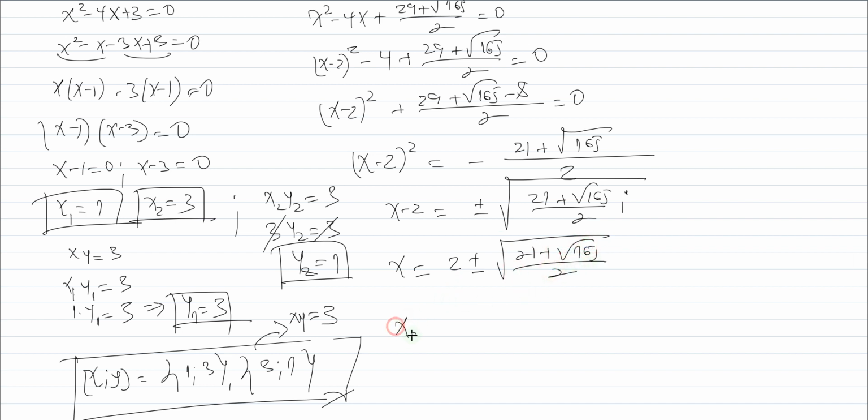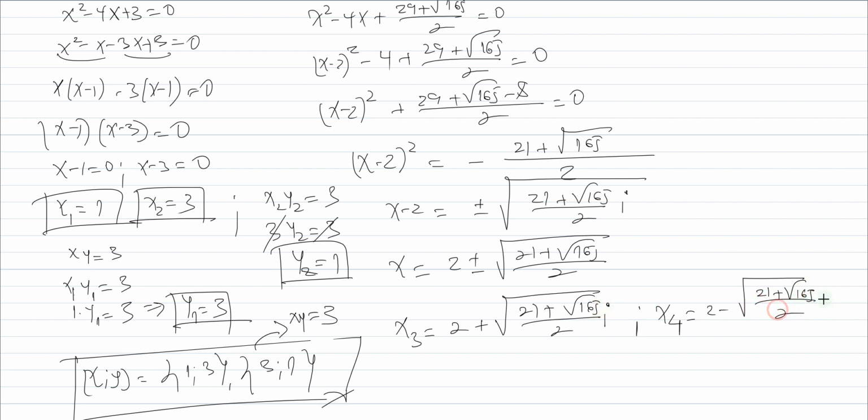So guys, now our x3 is going to be equal to 2 plus i times the square root of 21 plus square root of 165 divided by 2, and our x4 is going to be equal to 2 minus i times the square root of 21 plus square root of 165 divided by 2.